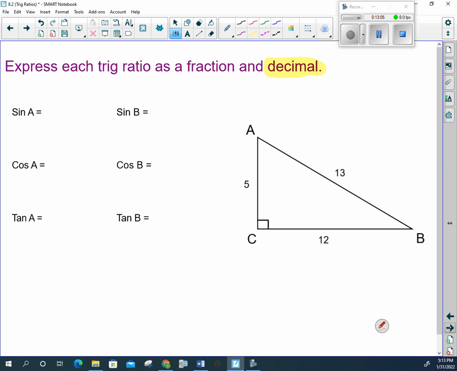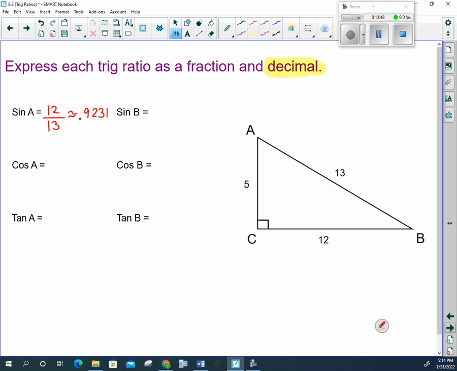We just got to make sure we get the right ratios with the right trig name. Okay, so this one says express each trig ratio as a fraction and a decimal. So if you're standing at A and you're going to find sine A, that's opposite over hypotenuse. So the opposite side would be 12. The hypotenuse would be 13. Now, as a decimal, typically, 12 divided by 13, we usually write those decimals to 4 decimal places. So I'm going to say this is about 0.9231 as a decimal. So sometimes your ratio can be written as the fraction or the decimal.